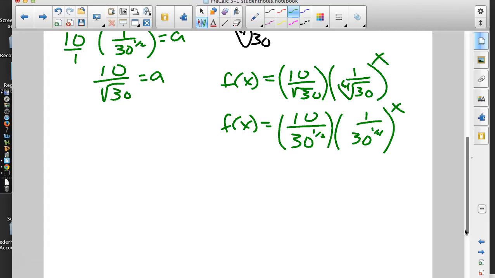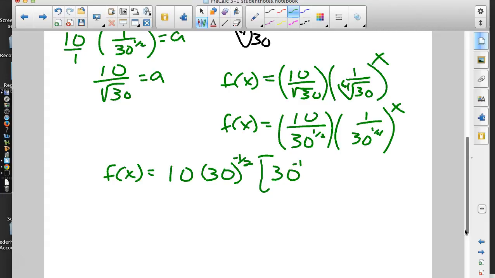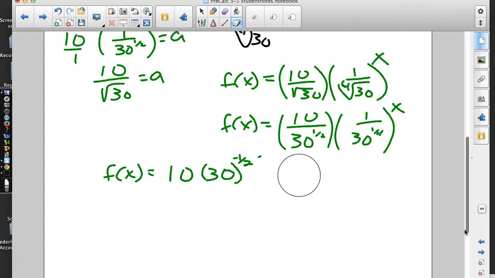Now, what else could you see? Well, take a look at that. Where did I get that from? Just putting this into a different form. So 10 times 30 to the negative 1/2 times, this would be 30 to the negative 1/4. I can just use one set of parentheses there.